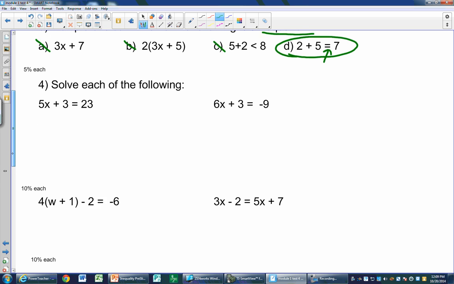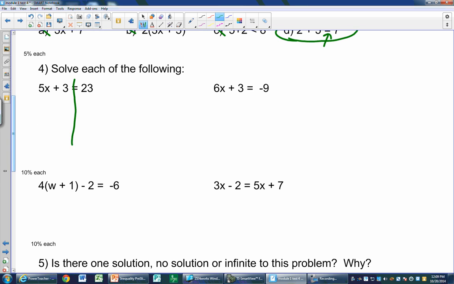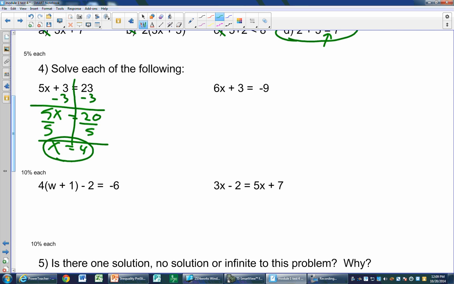Solve each of the following. Okay, so first thing we do is subtract 3 from both sides. We get 5x equals 20. Then we divide by 5. We're doing the opposite of the operations. We have x equals 4. We can check it if we want. 5 times 4 is 20, plus 3 is 23. It checks.